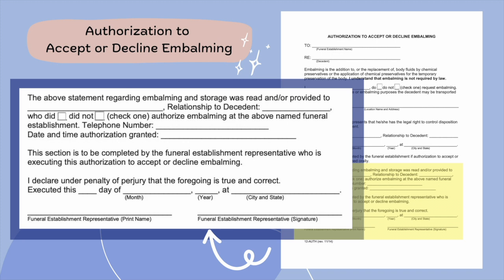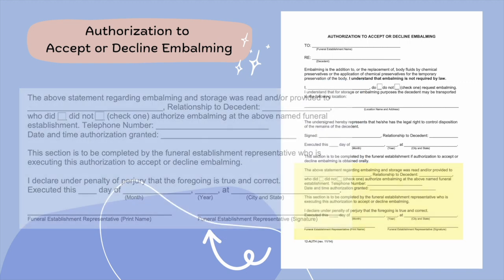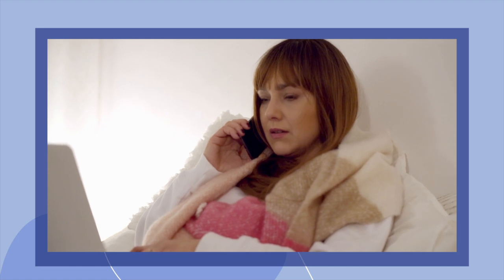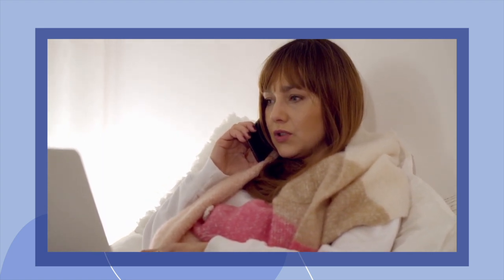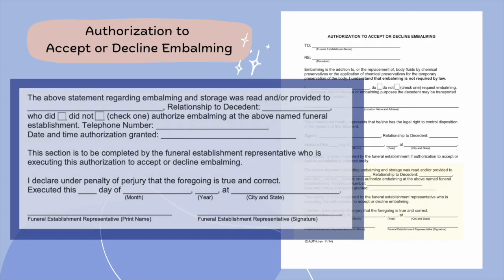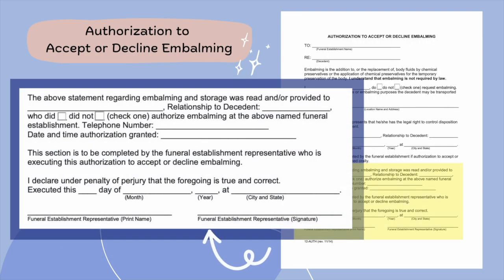Needless to say, you might not ever see this form, but the funeral representative still needs to explain it to you and even needs to read or provide you the portion about what embalming is and where your loved one will be kept for refrigeration and/or embalming purposes. The funeral representative then needs to fill out your name, relationship to the decedent, whether or not you choose embalming, your phone number, and the date and time they obtain the authorization from you. Ask your funeral counselor about any questions you might have regarding embalming. They're there to help you through this process and to help you make informed decisions.